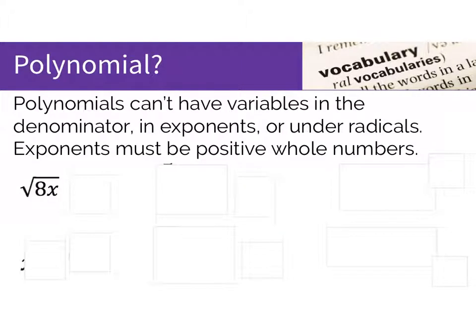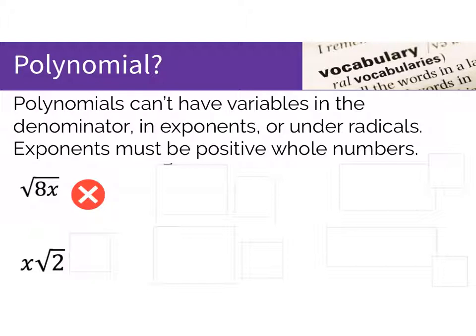All right, on this last screen, I just want to test your understanding of whether you can recognize what a polynomial is and what is not a polynomial. And remember, polynomials can have variables, but they cannot be in the denominator. The variable cannot be in the exponent or under square roots or third roots or other radicals. Also, exponents must be positive whole numbers. So for example, would the square root of 8x be a polynomial? Well, no, of course not, because the x is under a square root.